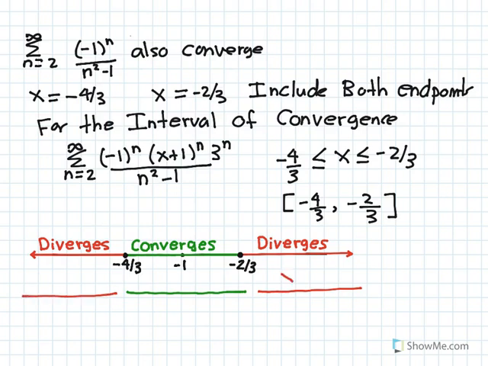So let's write that down. When x is larger than negative 2/3, the power series diverges. When x is less than negative 4/3, the power series diverges. And when x is less than or equal to negative 2/3 and larger or equal to negative 4/3, the power series converges. That means the power series has a finite sum for those values of x.